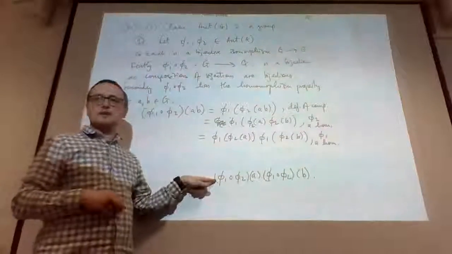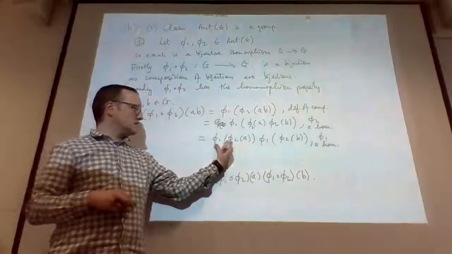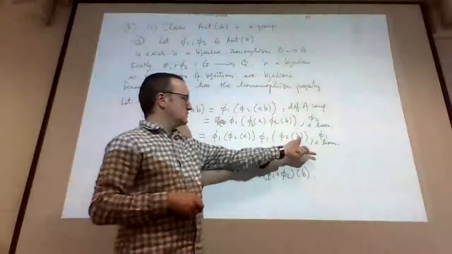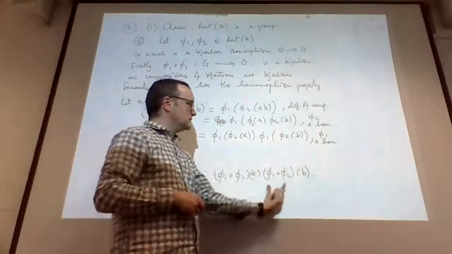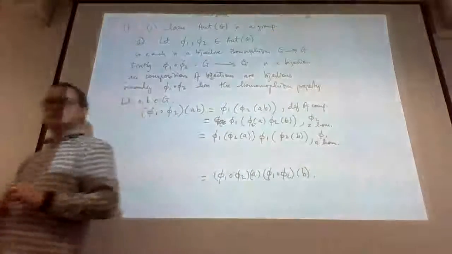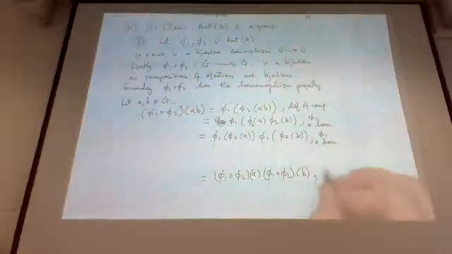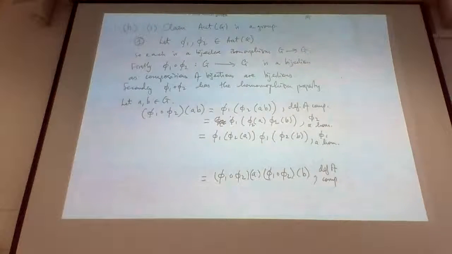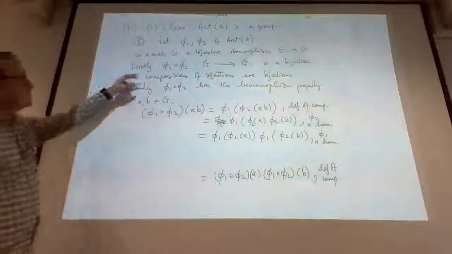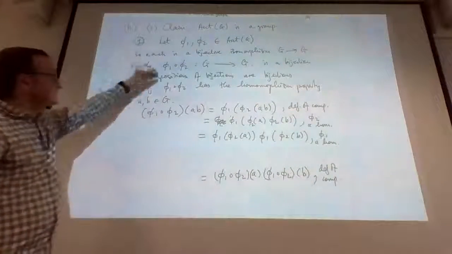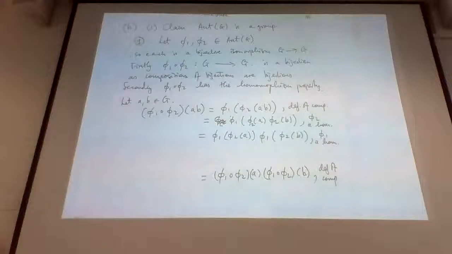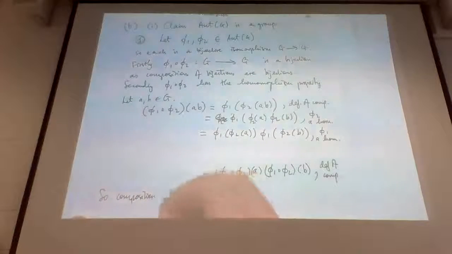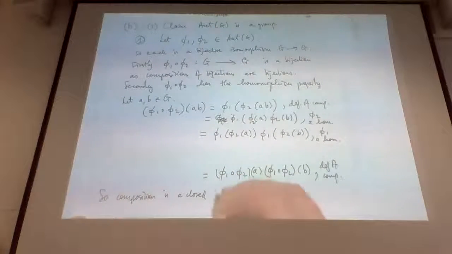Now I think it's just one step to there again. This first thing, phi1 of phi2 of A, is the composition of phi1 after phi2 on A. Phi1 of phi2 of B is the composition of phi1 after phi2 of B. So that's by the definition of composition. So we take two automorphisms, phi1 and phi2, and the composition is an automorphism. So composition is a closed binary operation.